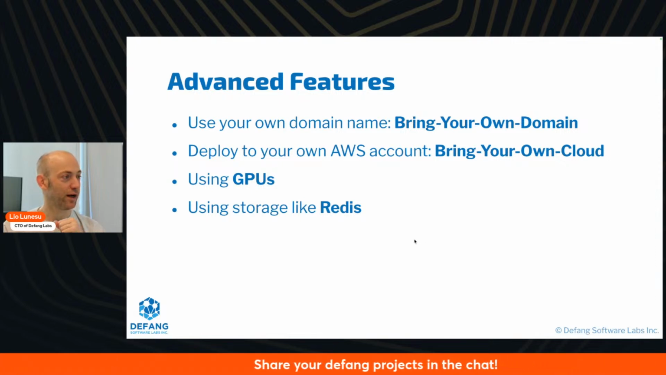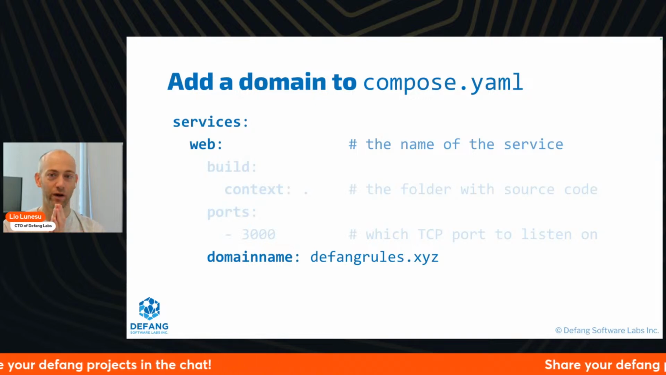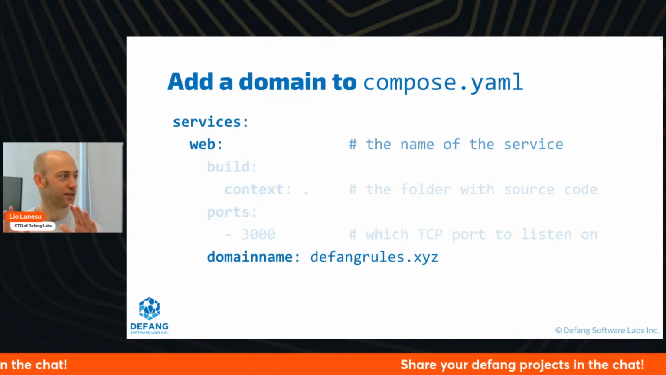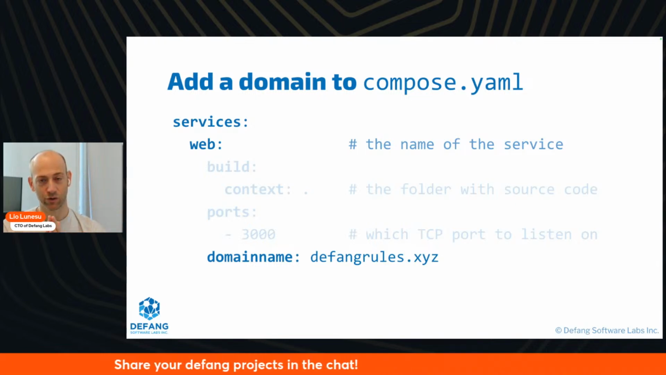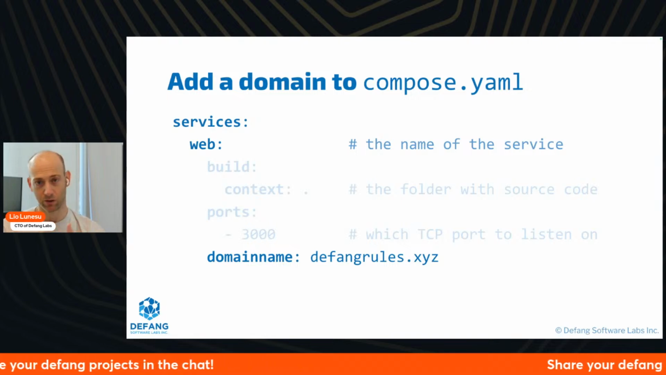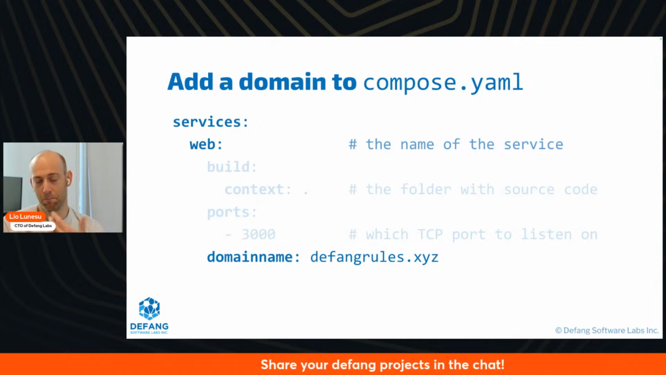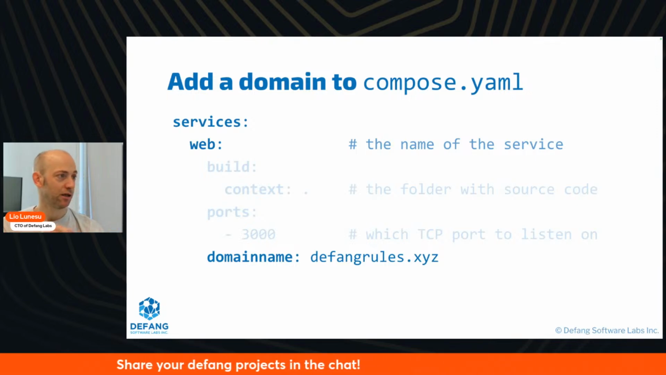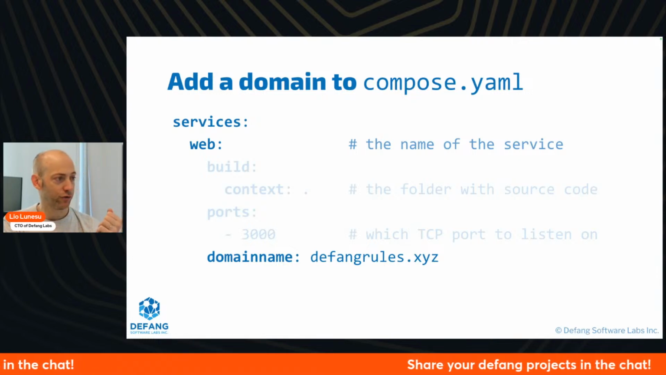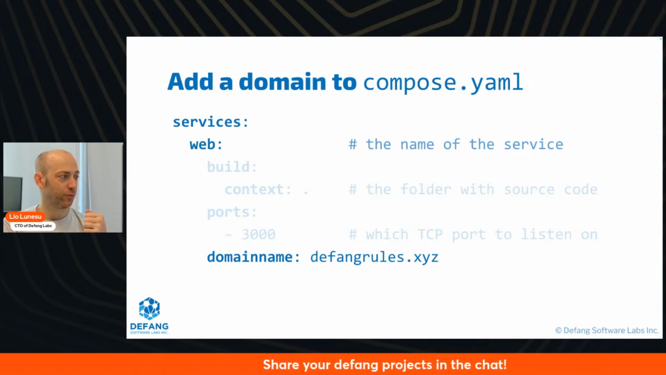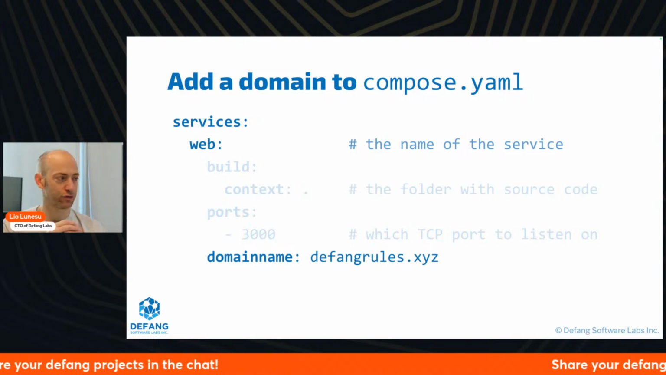Cool. Let's go right in. Bring your own domain. So how do you use a domain with Defang? It's super easy. I'll show you today. You add a domain name to your compose file. Yesterday, we showed you how to create a compose file, either use a sample or generate. In essence, the compose file just has the different services in it. Many projects might have a single service in it. On the screen is an example of a project that has a single service called web. That service is built from the current folder. That's why it says build context dot. So all the sources are in the same folder.